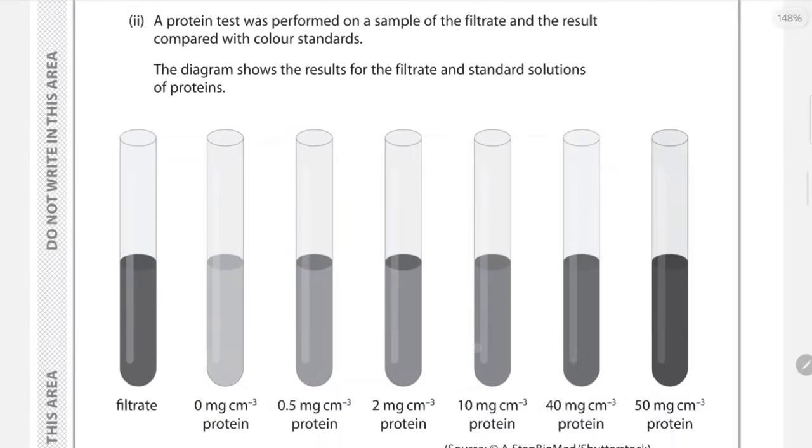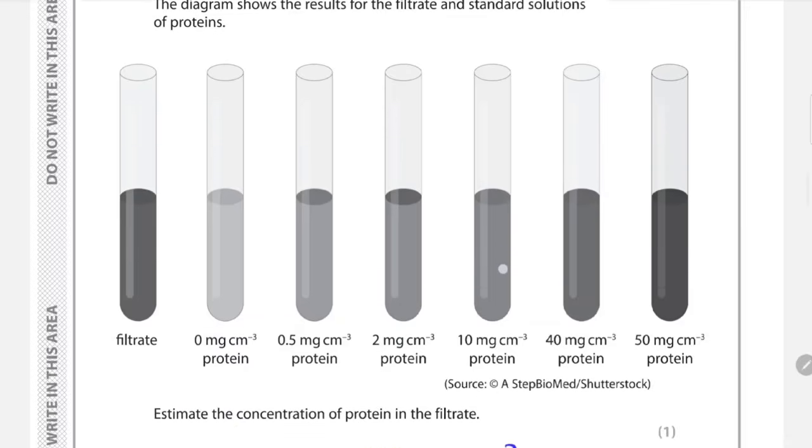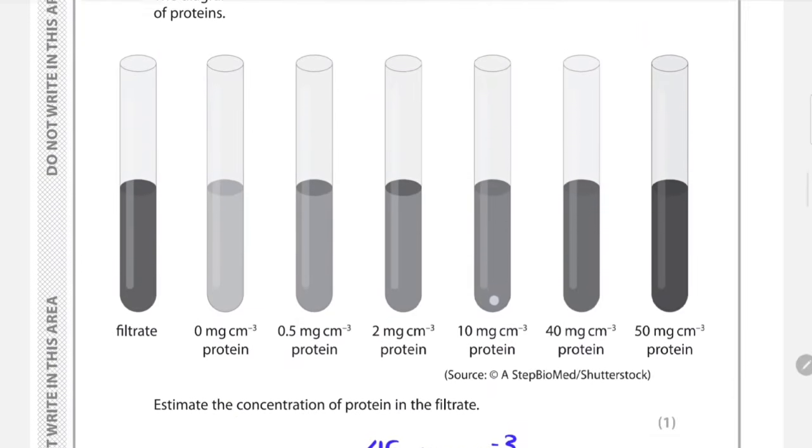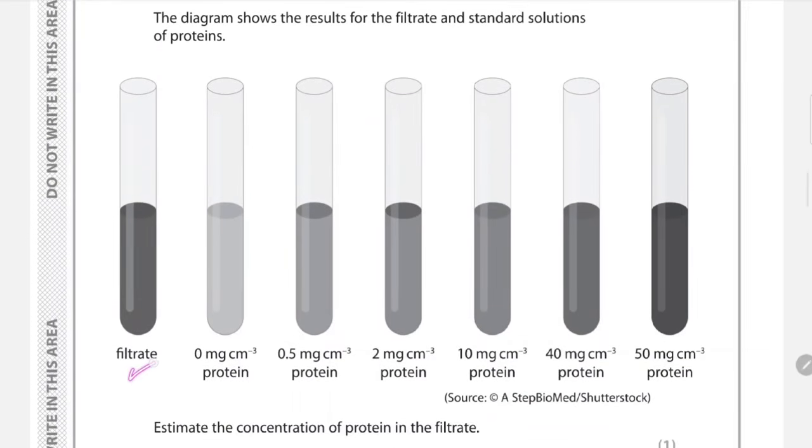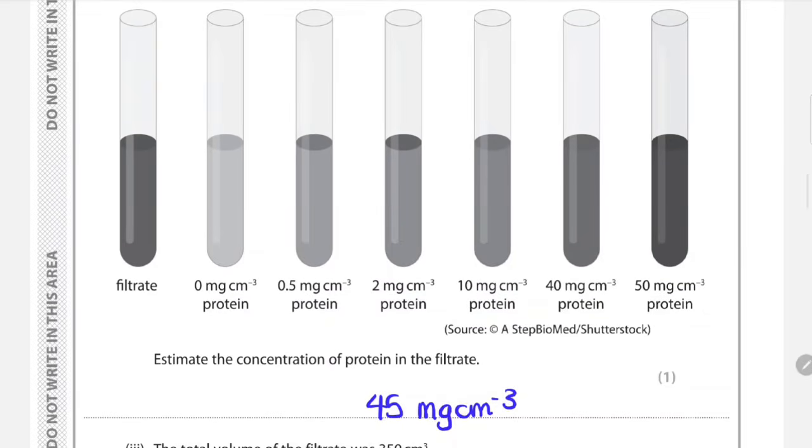A protein test was performed on a sample of the filtrate, and the result compared with color standards. The diagram shows the results for the filtrate and standard solutions of proteins. Estimate the concentration of protein in the filtrate. This is my filtrate, and I can see that the color is intermediate between 40 and 50. So I can just choose any number in between. It could be from 41 to 49. I chose 45 milligram per centimeter cubed here.